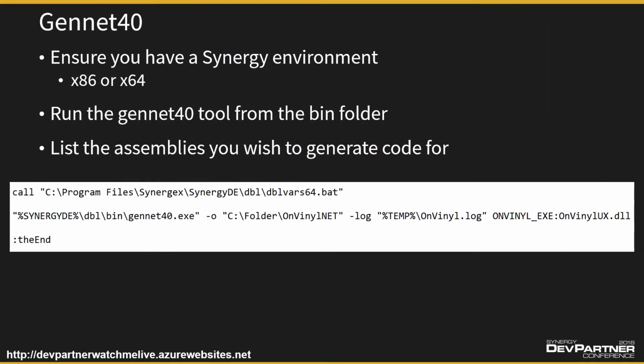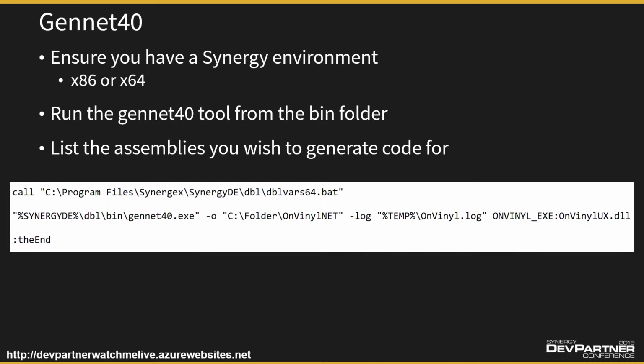So GenNet 4.0 is a command line tool. There's no click-off-the-menu column in Visual Studio. And we use that to generate the .NET Assembly wrapper code, is how we talk about it. To run it, you need a Synergy environment, so you can run it from a command line that you open through Visual Studio, for example. And there's no direct logical to it, like a DBL-dir, something like that. It's found in the bin folder, which is under the DBL-dir folder.